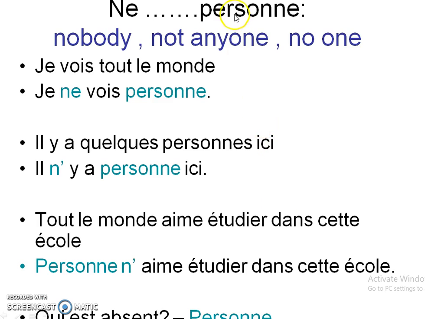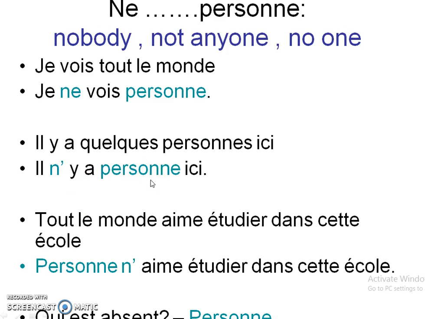Ne personne. Let's see how we use no one or nobody to make a sentence negative. Je vois tout le monde. I see everybody. I see nobody. Je ne vois personne. Personne replaces the pas of the negation. Il y a quelques personnes ici. There are some people here. There is no one here. Il n'y a personne ici.